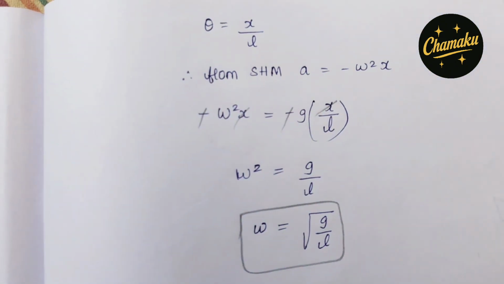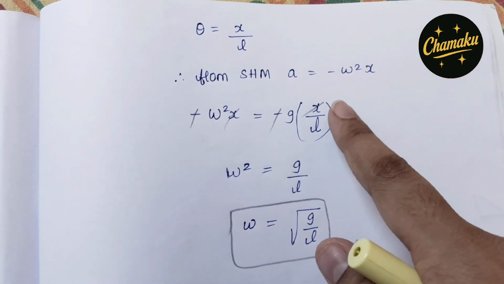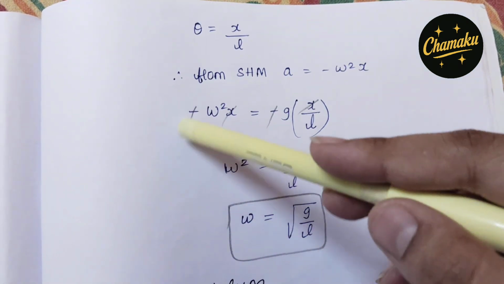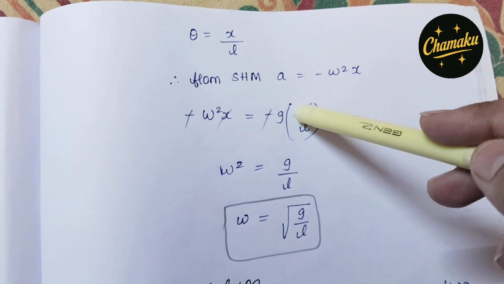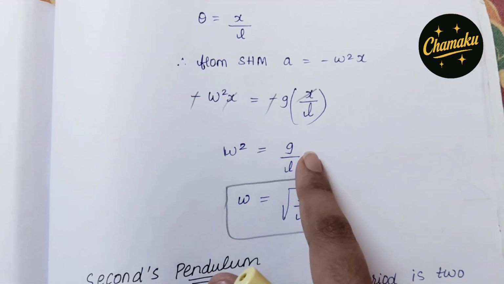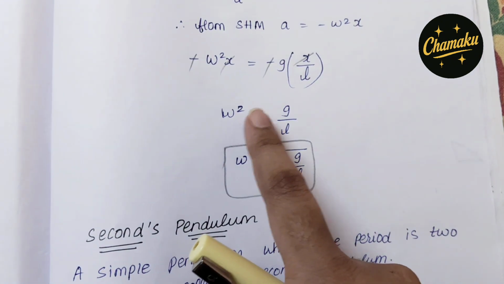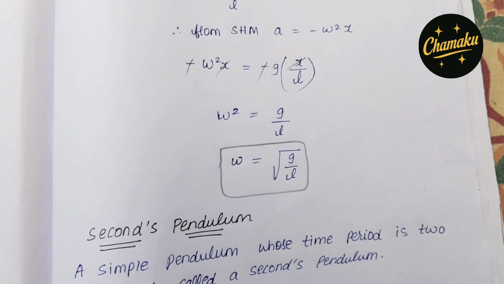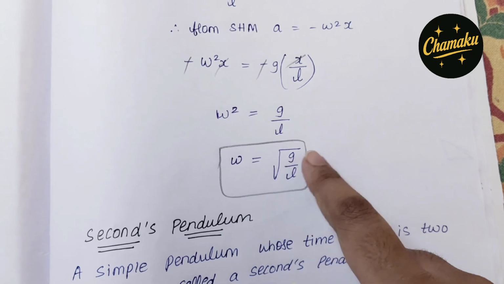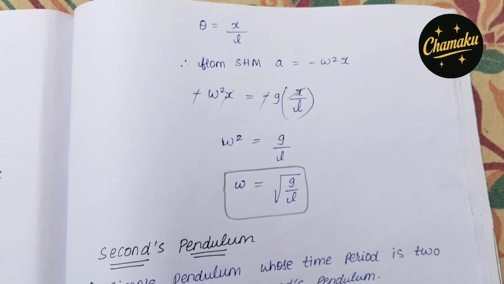So minus omega square x is equal to minus g into theta, which is x by L, right? So x by L. The same terms will be cancelled, minus and minus, x and x. We will write down the remaining terms. Omega square is equal to g by L. So the square will be moved to the right side, so it will become a root. So omega is equal to root g by L. So this is the equation for the simple pendulum.